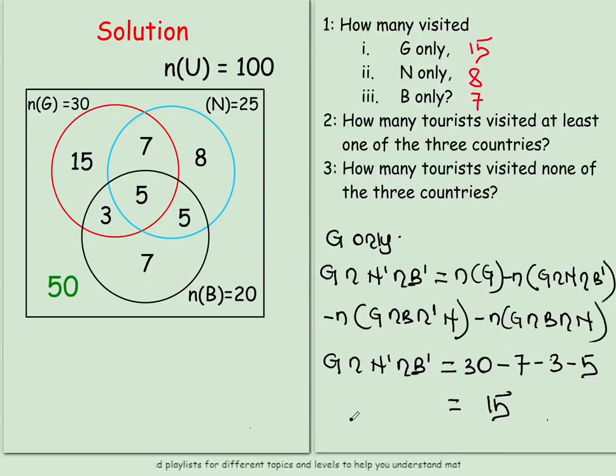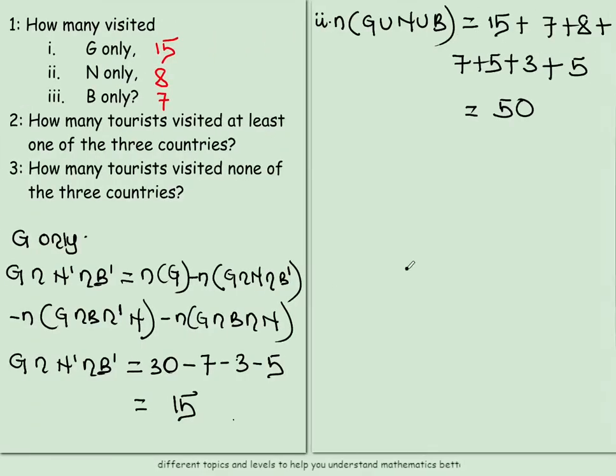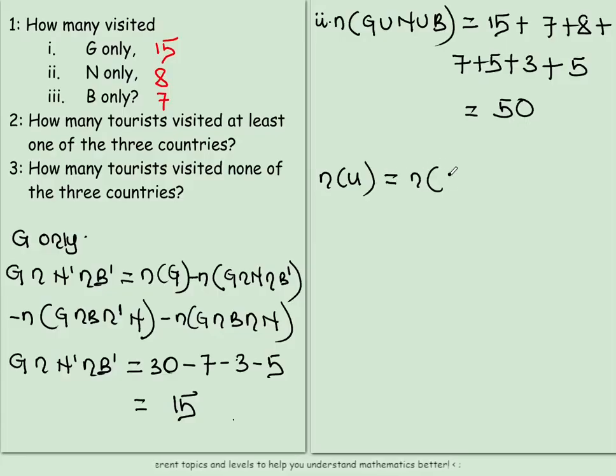So looking at our last question, it says, how many tourists visited none of the 3 countries? It is actually talking of this portion over here, which we've already addressed as 50. But if you want to apply the formula, it is talking of the complement of it all. And if you remember, we said the universal set is equal to the union of all the sets plus the complement of this union we are talking about.